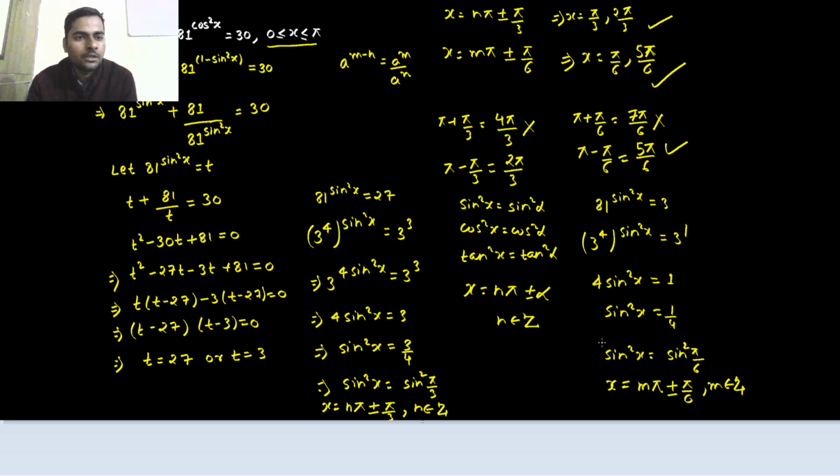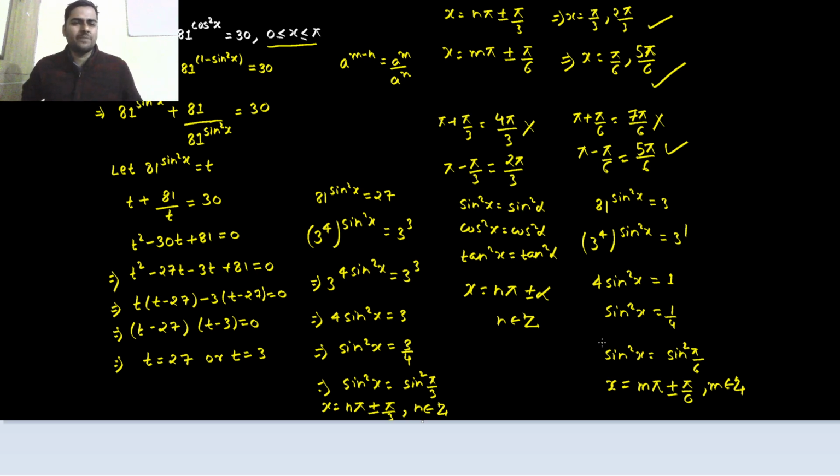So, now where we started: 81 power sin square x plus 81 power cos square x equals 30. Change either sine in terms of cos or cos in terms of sine. I think if you have changed sine in terms of cos, then you have got cos square x equals cos square alpha. That will also give the same answer, more or less. Okay, let's see, everything is clear.